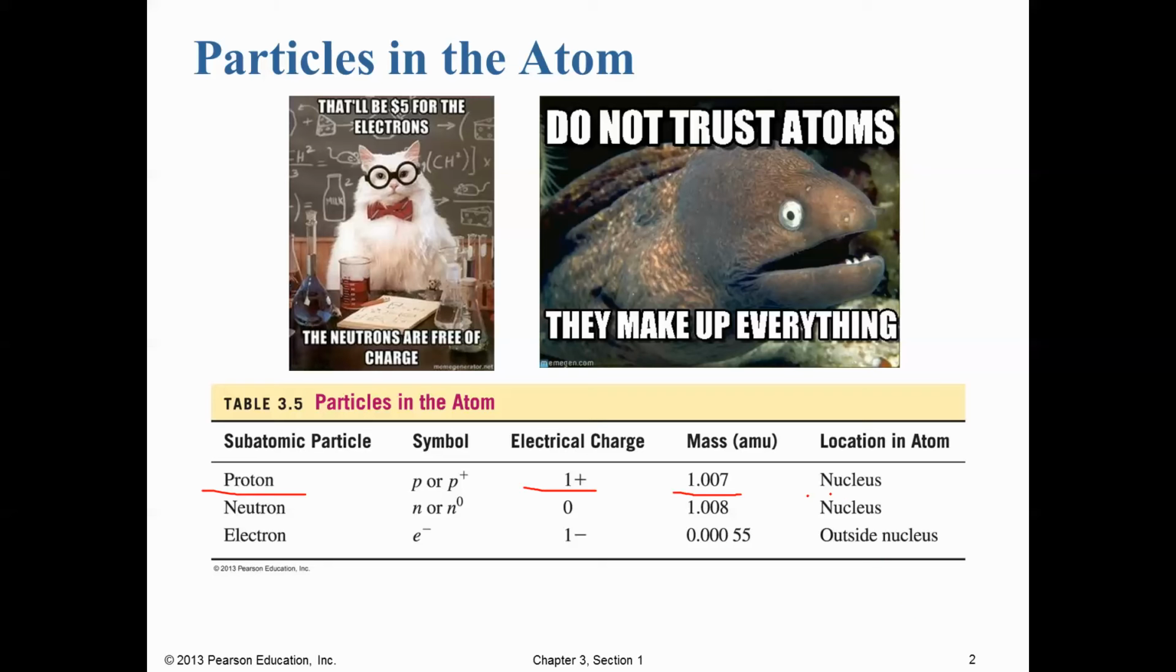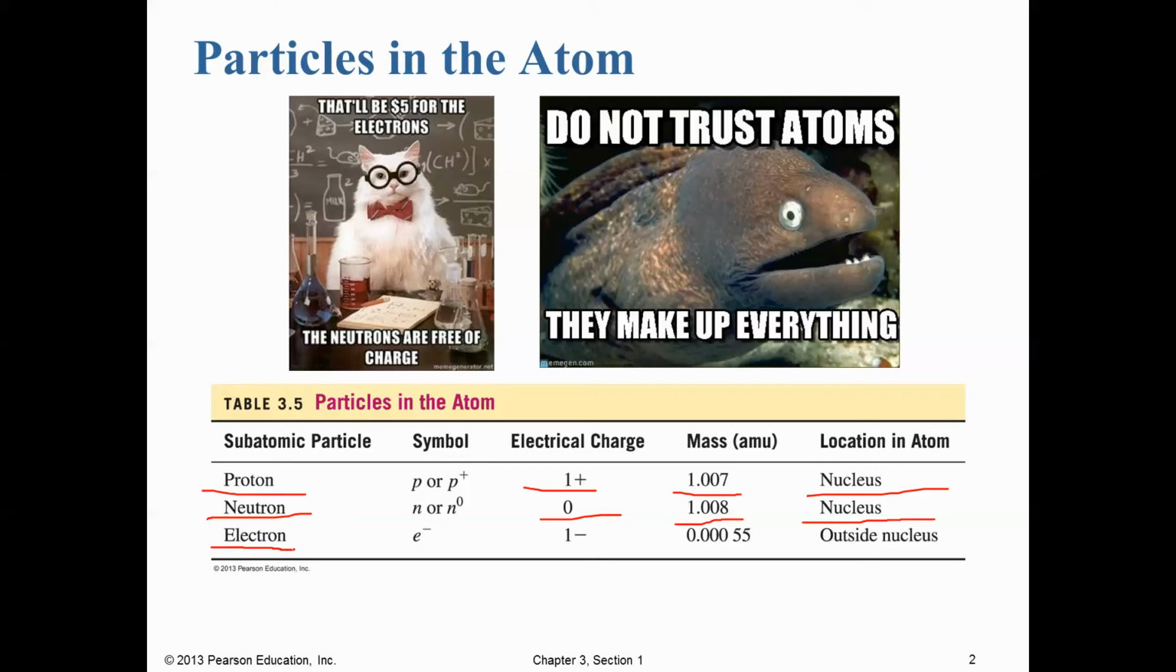So where are the protons located? They are in the nucleus, or in the center of the atom. Along with them we have neutrons. Neutrons have zero charge. Their mass is virtually identical to that of the proton, also around 1 atomic mass unit. And they are also located in the nucleus.